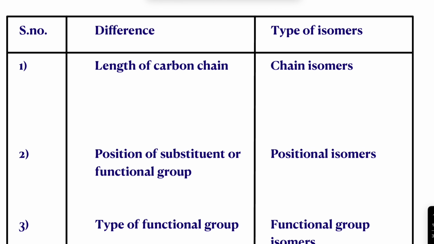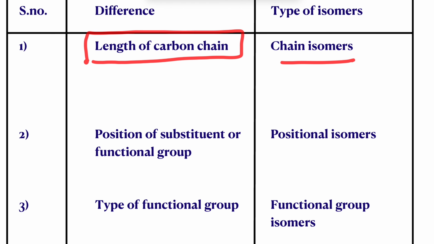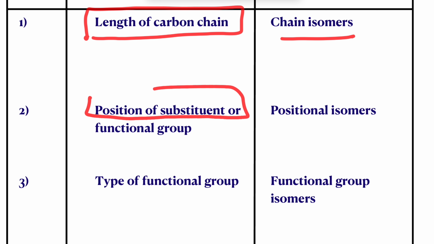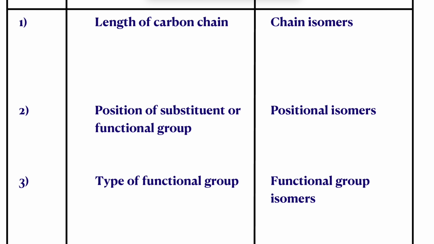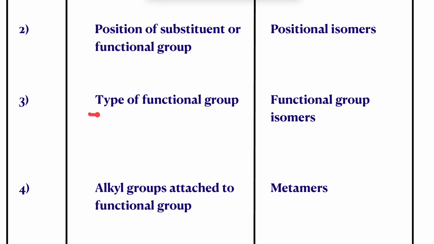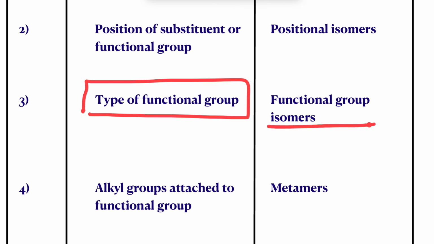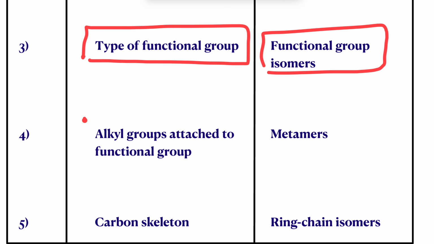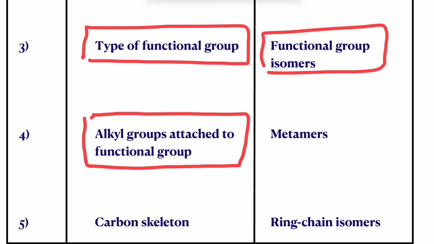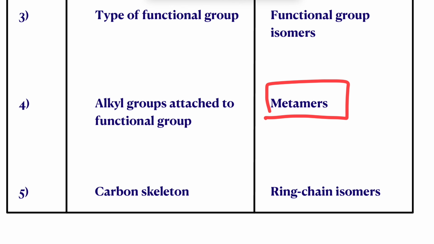And here if you see the table, here serial number, difference, type of isomers. If the length of the carbon chain is different, then they are chain isomers. If the position of a substituent or position of a functional group is different, then they are said to be positional isomers. If the type of functional group is different, then they are said to be functional group isomers. If the alkyl groups attached to the functional group are different on either side, then they are said to be metamers. If there is a difference in carbon skeleton, then they are said to be ring chain isomers. So this is about structural isomerism, the complete concept of structural isomerism.